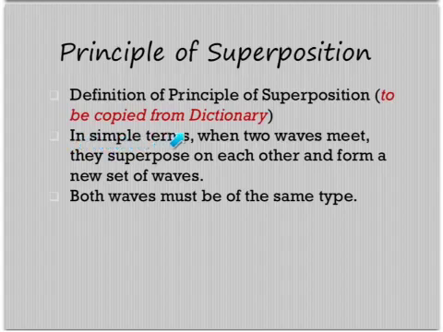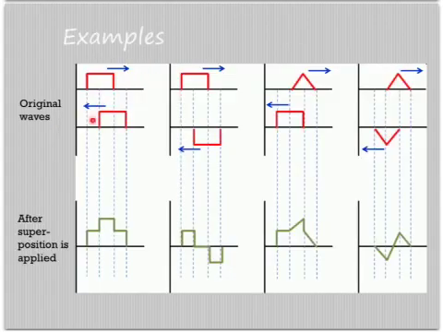In simple terms, when two waves meet, they superpose or they superimpose on each other and form a new set of waves. The condition is both waves must be of the same type. Here are some examples of adding two pulses together.